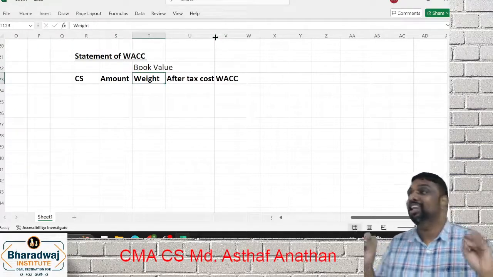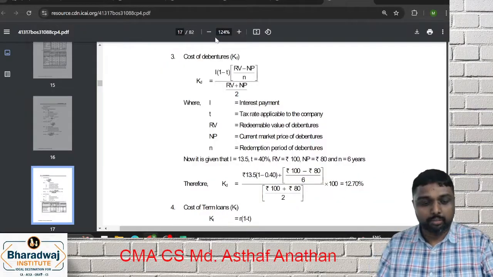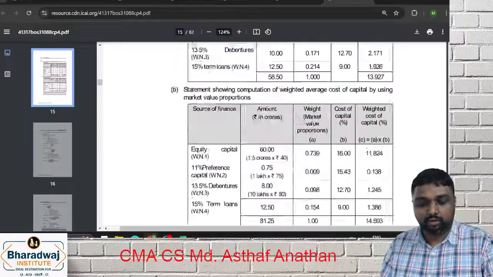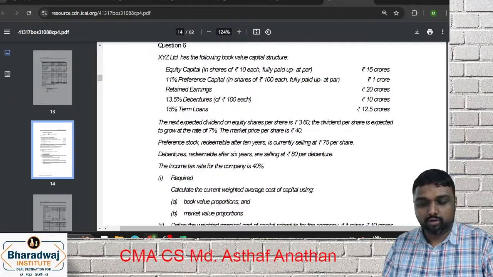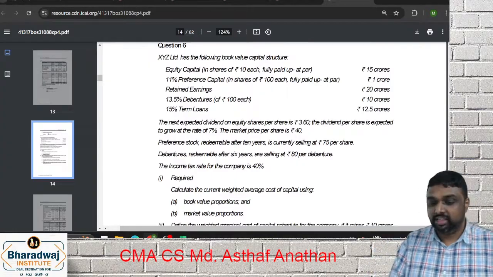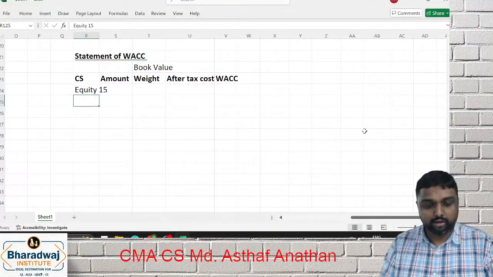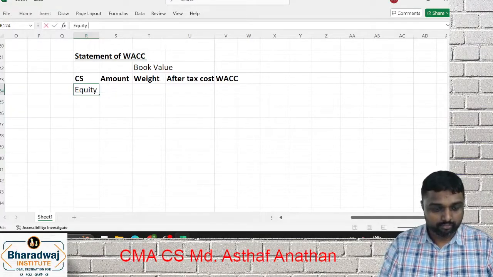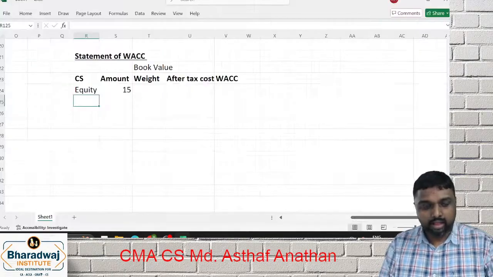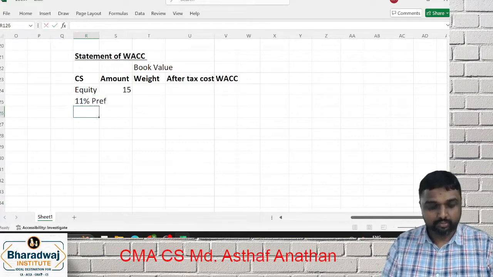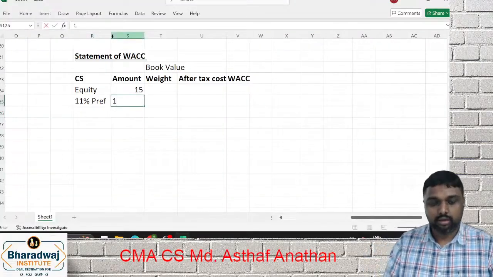Book value, nothing to do, just copy paste. So hope all of you have done the book value. Let's start. So this is the question for book value. Equity share capital, everything in crore. I will take in crore itself. Equity 15 crore. Next is what? 11% preference. What is the value of 11% preference? 1 crore.